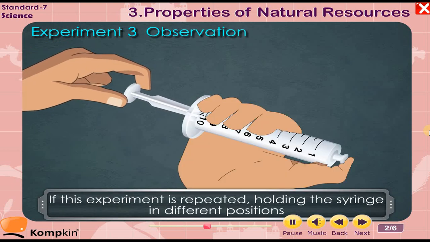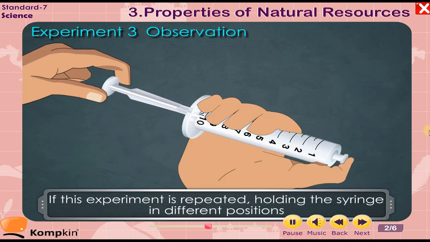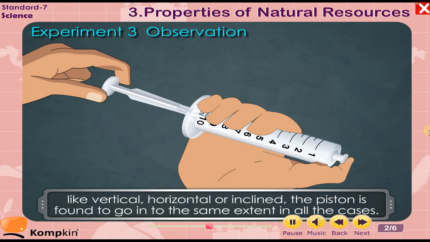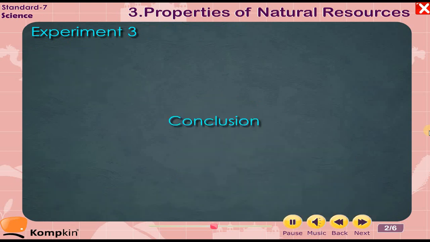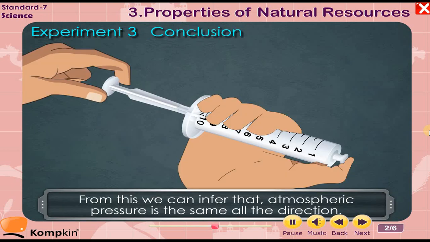Observation. If this experiment is repeated, holding the syringe in different positions like vertical, horizontal or inclined, the piston is found to go in to the same extent in all the cases. Conclusion. From this, we can infer that atmospheric pressure is the same in all directions.